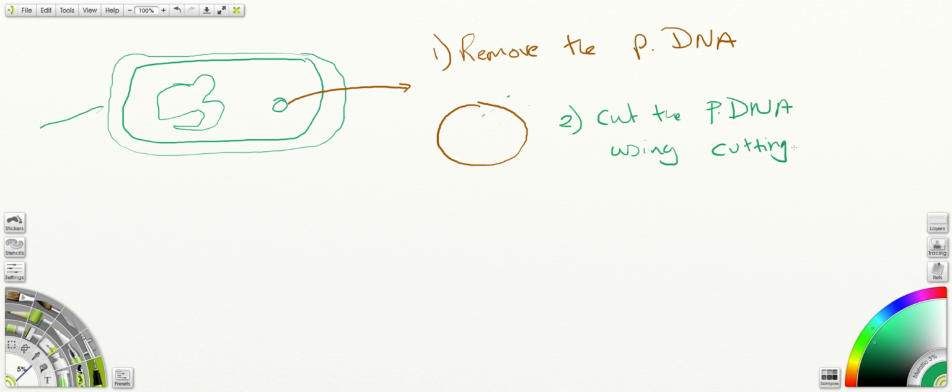Nicely named, isn't it? I think so. Because if it's called anything else, you'd have something else to remember. So we've got our plasmid DNA, we've cut it open.